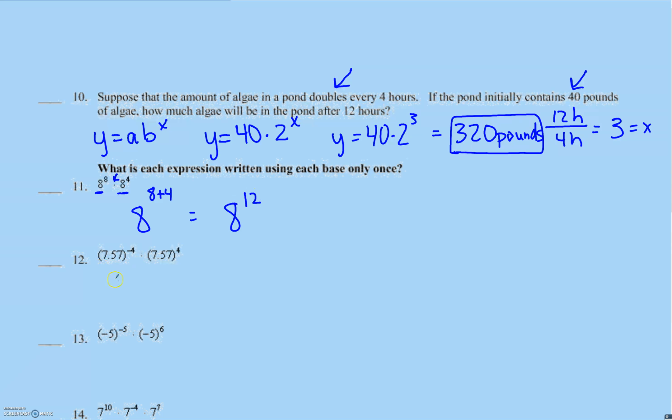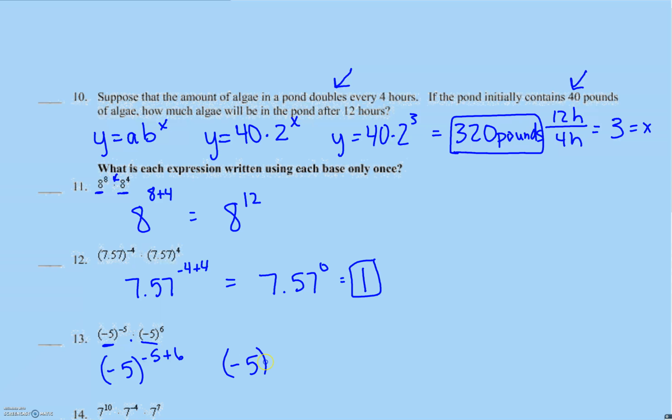Number 12, same idea. Multiplying powers, same base, so we keep our base, add our exponents. Negative 4 plus 4 is 0, which gives me 7.57 to the 0 power, and we know anything to the 0 power is 1. Negative 5, again, multiplying powers, same base, so we add our exponents. Negative 5 plus 6 gives me negative 5 to the first power, and anything to the first power is just itself, negative 5.